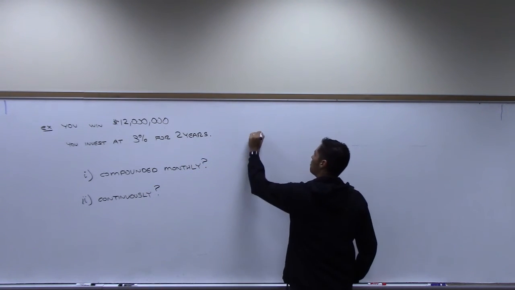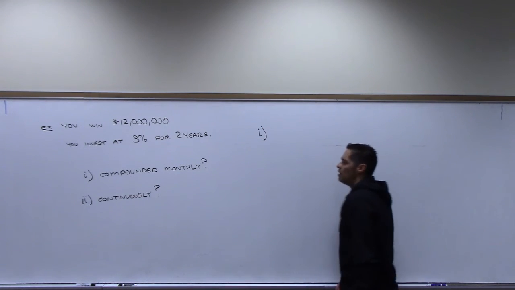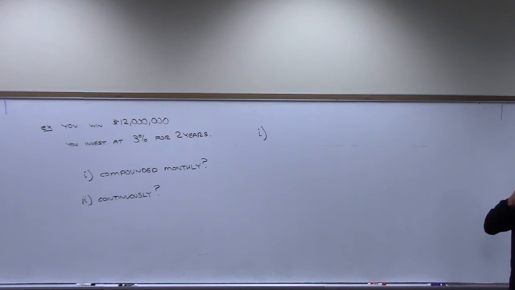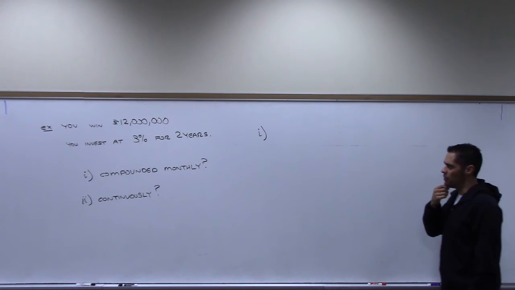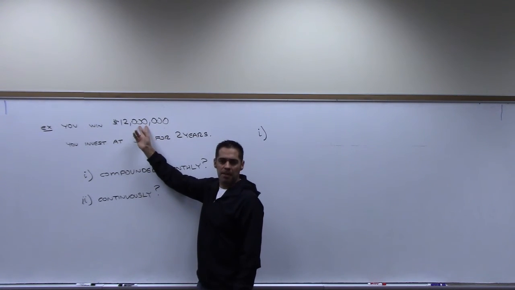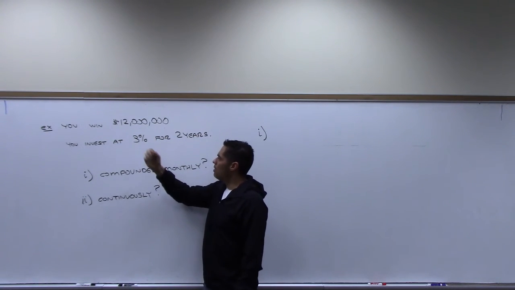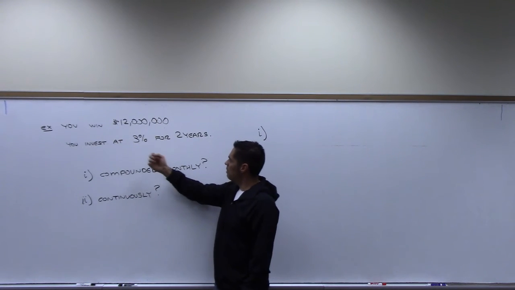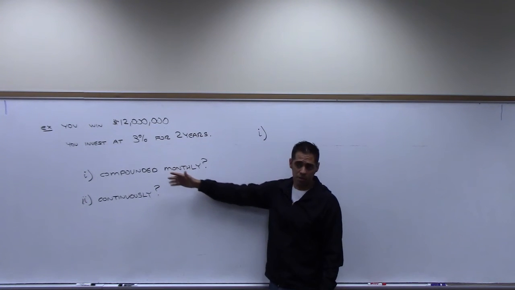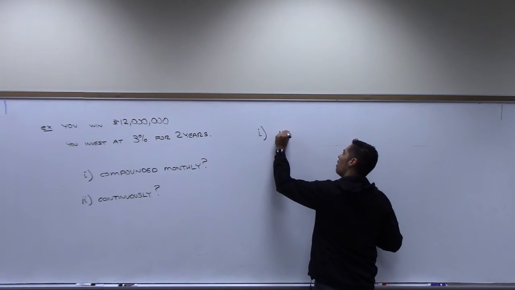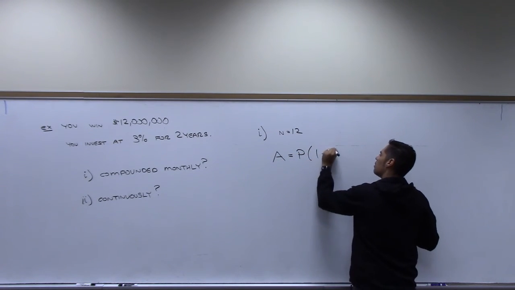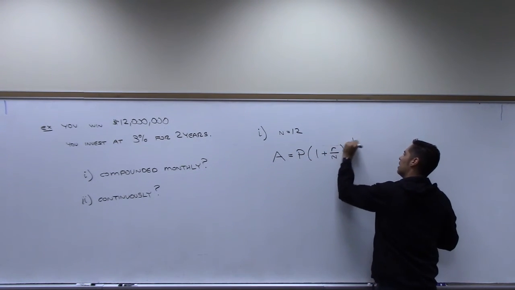All right, so for the first problem, what is it that I need to know? What is it that I still need to figure out for the first problem? I have P, right? P is 12 million. R is this rate converted to a decimal. Time is 2 years. But to say compounded monthly means 12. N is 12, right? So I'm going to use this formula: A equals P times (1 plus R over N) to the NT.